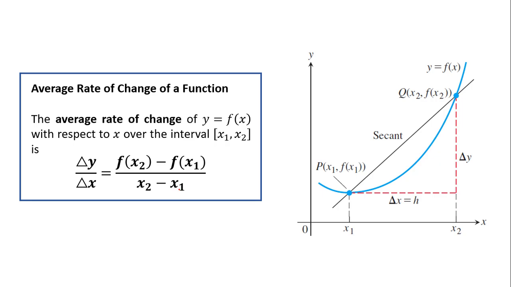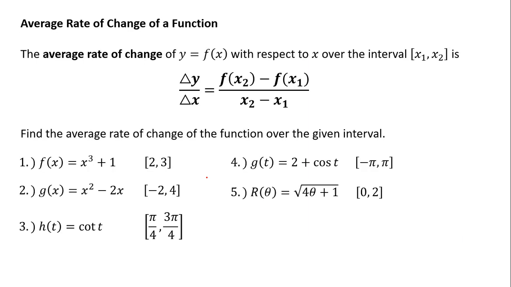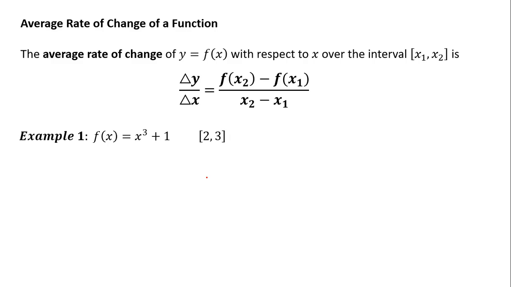Alright, so this is the formula or expression that we're going to follow in order to compute the average rate of change of a function over a given interval, x sub 1 up to x sub 2. Alright, so let's have now our 5 examples. Example number 1, let's have the function f of x equals x cubed plus 1. We will find the average rate of change of this function over the closed interval from 2 to 3.